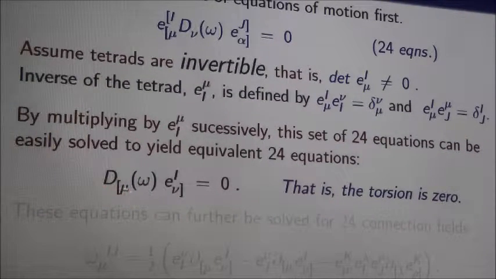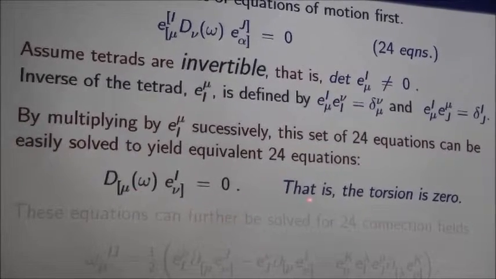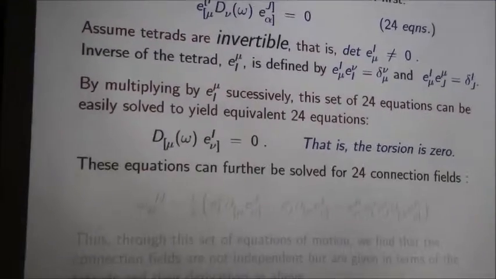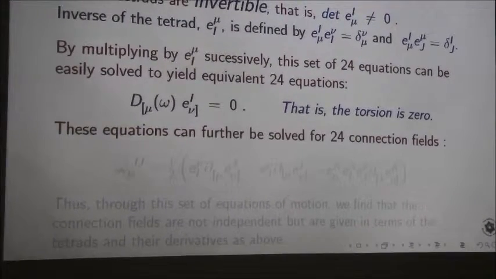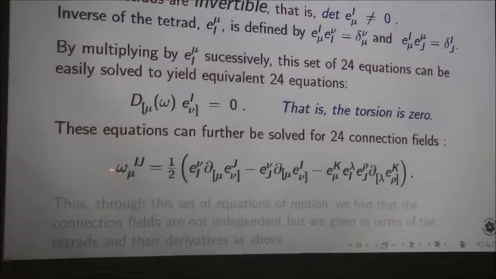Covariant derivative mu of tetrad mu nu, antisymmetrized in mu nu, is 0. This is exactly the torsion. So what this tells us is that for invertible tetrads, the set of equations of motion imply that the torsion is 0. Now these 24 equations can be further solved for the 24 connection fields, and that is the standard Levi-Civita connection. Omega mu ij is half E nu I, covariant derivative, ordinary derivative, antisymmetrized, and so on and so on.